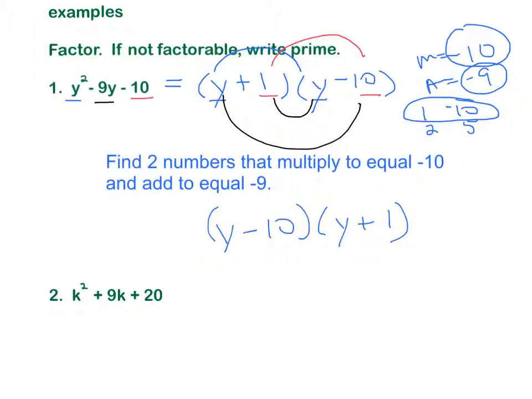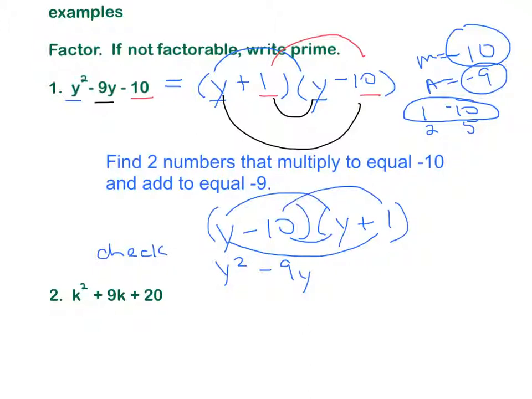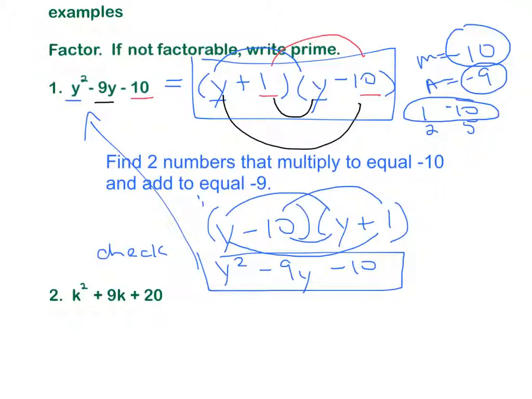But you will notice if I want to check, I take y times y, I get y squared. Now, I'm going to do my checking with the outside and the inside in one turn, so I'm not going to take as much time. I get 1y and negative 10y, which gives me negative 9y, and then negative 10 times 1 gives me negative 10. And you can see that that equals what I started with. So my factored form is either this one or this one.